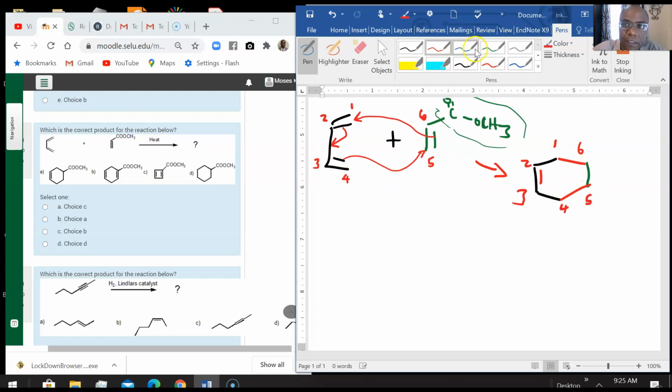Okay, and then all we need to do now is to copy the substituent that was the ester here, otherwise just written as COOCH3. Okay, so what is the answer? Looking at what we have here, the answer is choice A.